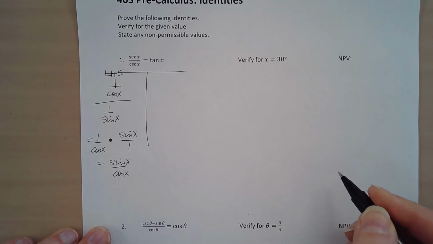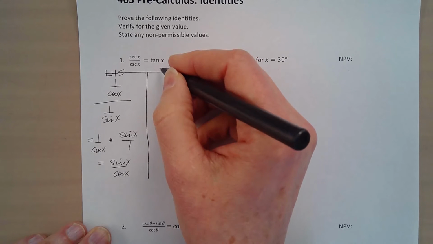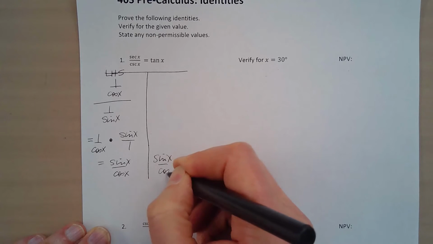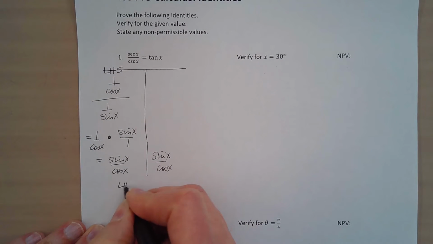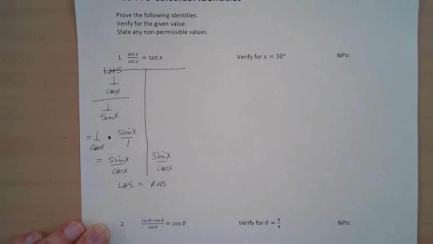That means multiplying by the reciprocal of the bottom one, which gives me sine over cos, right? So just to show you can work both sides, I could also say, okay, my right-hand side, tan of x, is sine over cos. You could do that too, or you could just keep going and call this tan, and at that point I say left-hand side equals right-hand side. So that's proved. I've proven an identity.